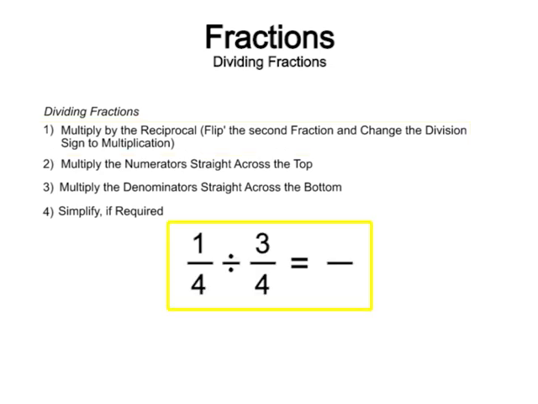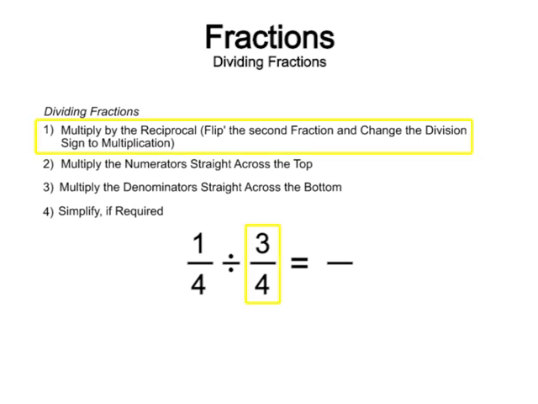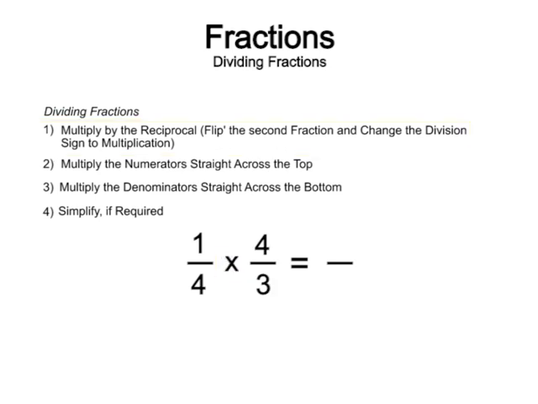For example, here we have 1/4 divided by 3/4. First, flip the second fraction. 3/4 now becomes 4/3. This new fraction is the reciprocal of the original. Then change the division sign to multiplication. Next, continue as if you were multiplying.